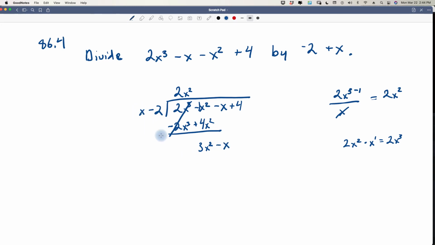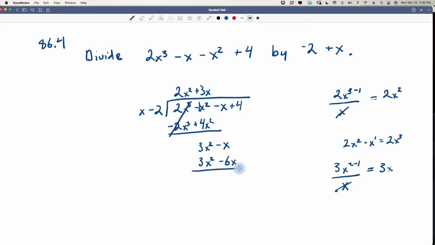Now we bring down our negative x. Now we're going to take x and divide it here. So it's the same thing. We do 3x squared over x, and we just bring this 1 here up to the top. And that becomes 3x, because 2 minus 1 is 1. And that's a positive. This is a positive 3, so it's going to be a positive 3 up here. So positive 3x. Now we multiply. 3x times x gives us 3x squared. And 3x times a negative 2 gives us a negative 6x.